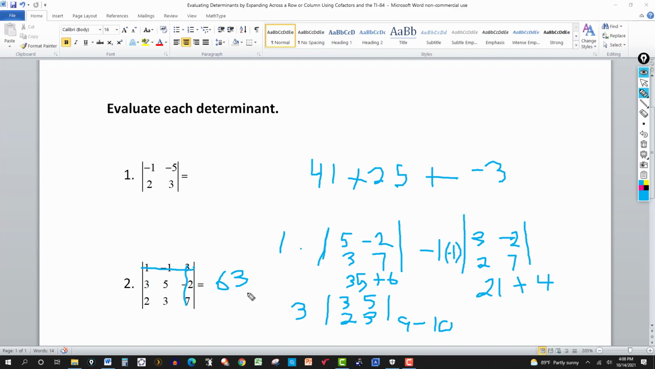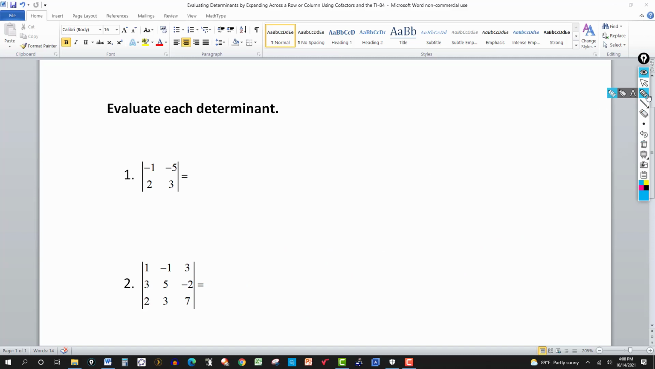Because you're multiplying the cofactor times the number in the individual rows or columns, you want to use the row or column that has the most zeros. Cancel this out. And let's go to the next one.